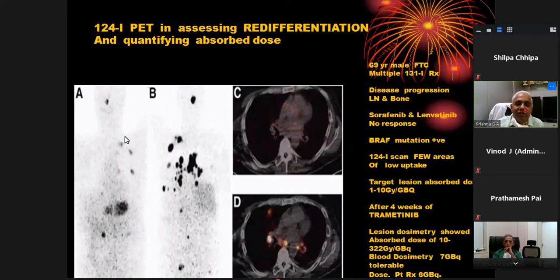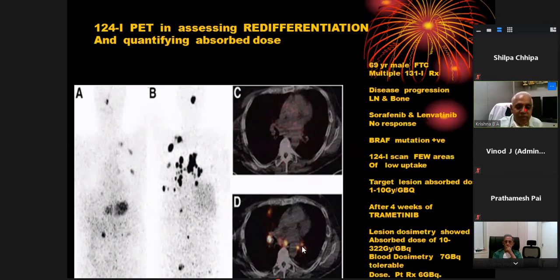Here is a patient, 69-year male, follicular thyroid cancer, multiple radioiodine treatment, disease progression, lymph node and bone, sorafenib and lenvatinib with no response. He had a BRAF mutation, and that was the main reason for this particular scenario. And when I-124 PET scan was done, only few areas of uptakes were seen. But the metastasis, other areas seen on the CT were not getting radioiodine.